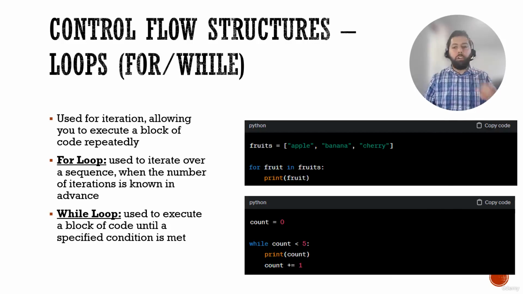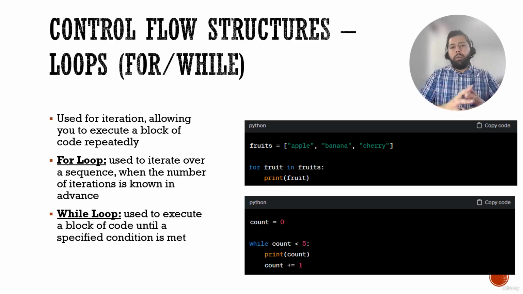All right, so then you have the loops. So looping, we use that for iterations. So we use that for running code more than once, for repeating code. You can execute blocks of code repeatedly as many times as you want, for a known number of times or for an unknown number of times. And that goes into the idea of for loops and while loops.